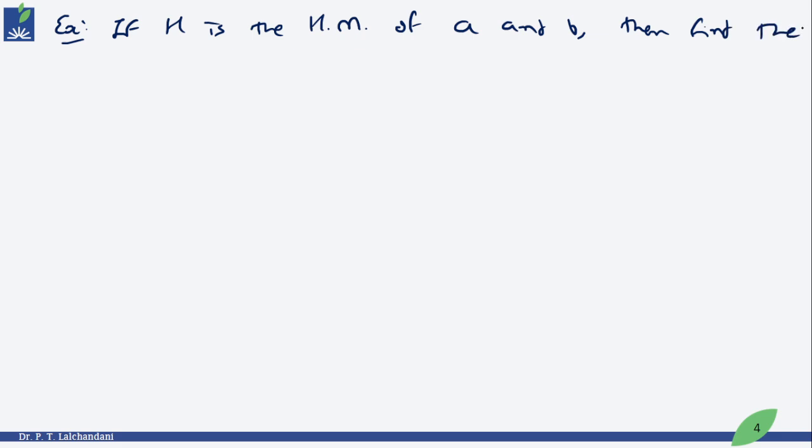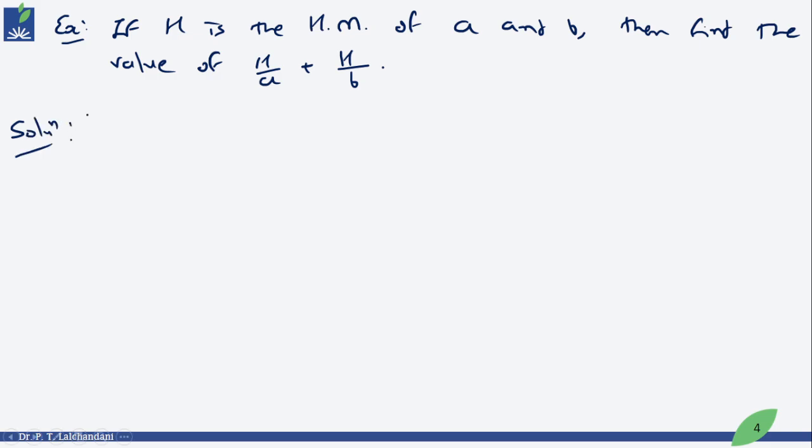Let us see one more example. The question is: if h is the harmonic mean between a and b, find the value of h upon a plus h upon b.